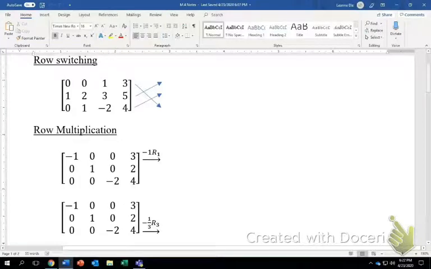So the fourth part of matrices is about row operations. And row operations are like normal operations in algebra. When we say operations, we just mean procedures. The most common ones are addition, subtraction, multiplication, and division. And so we have the same sort of idea when we go into our matrices.